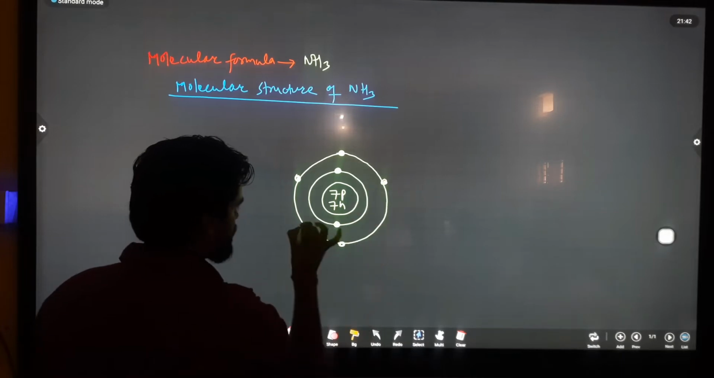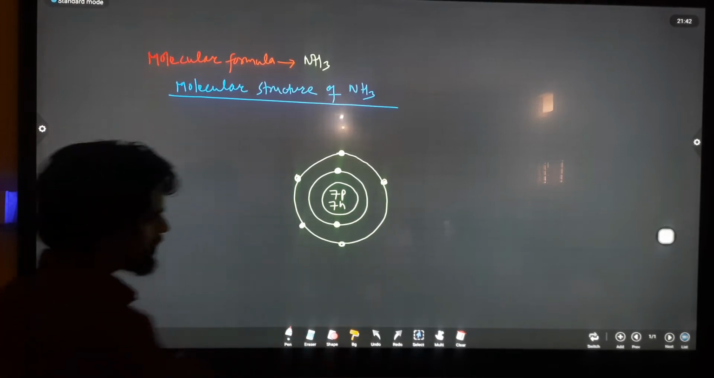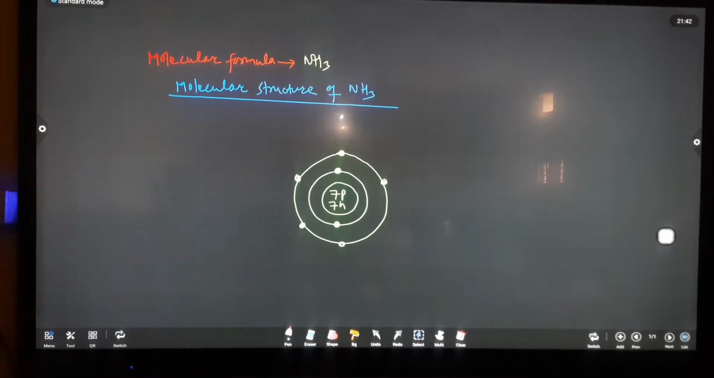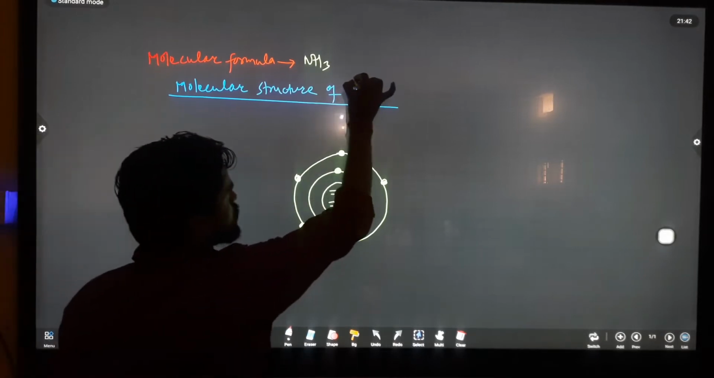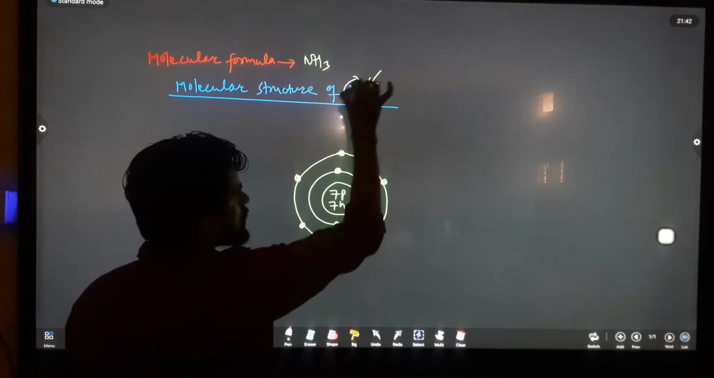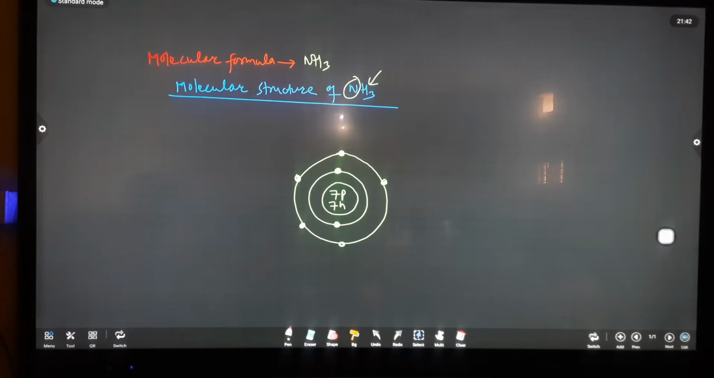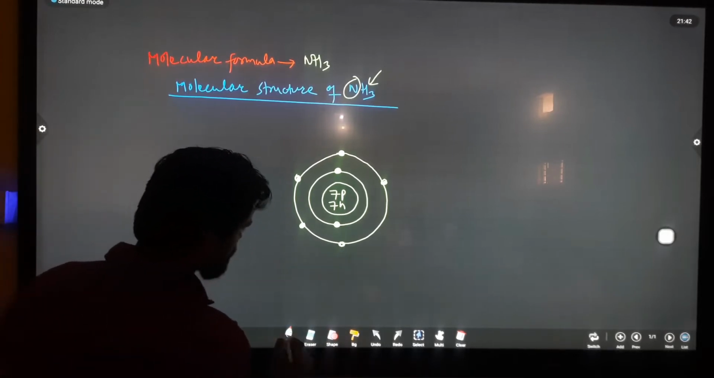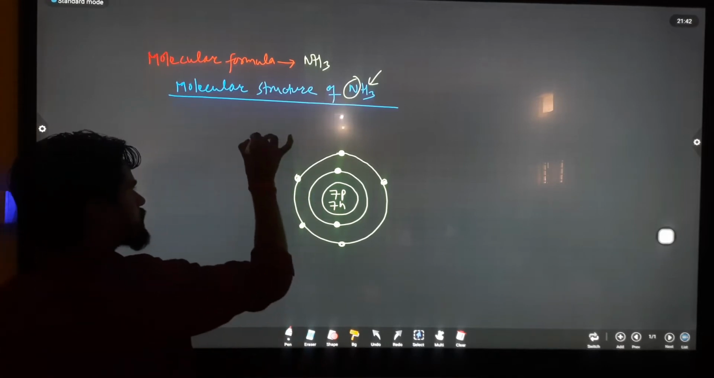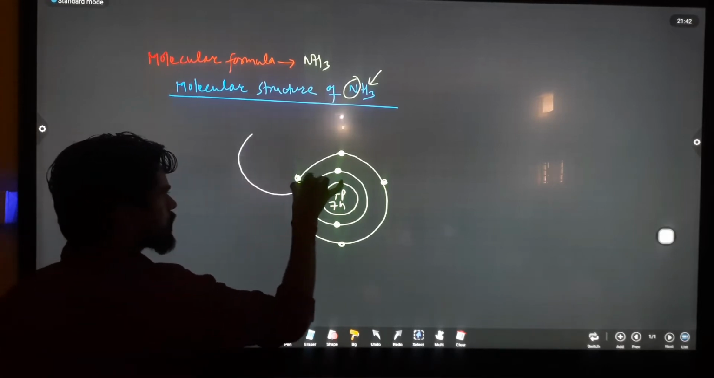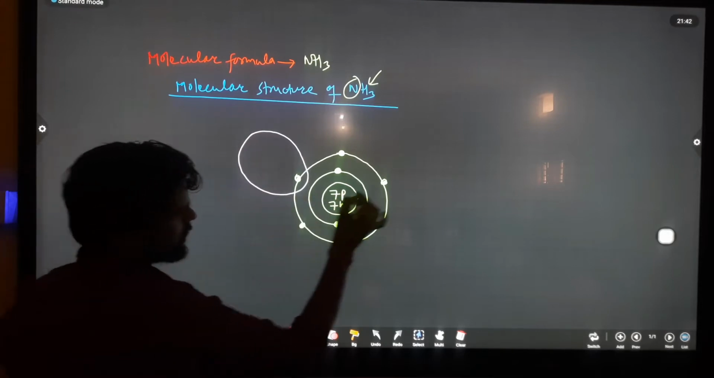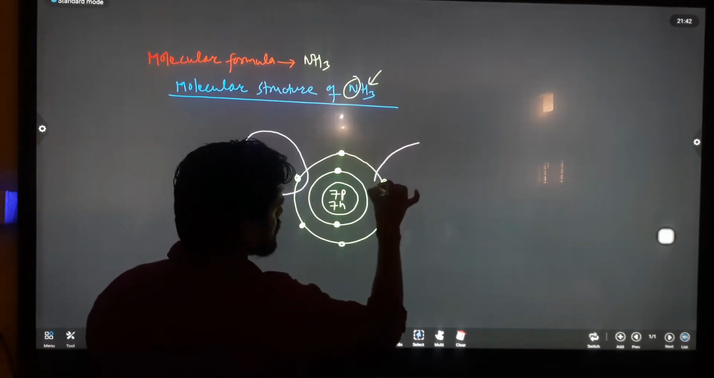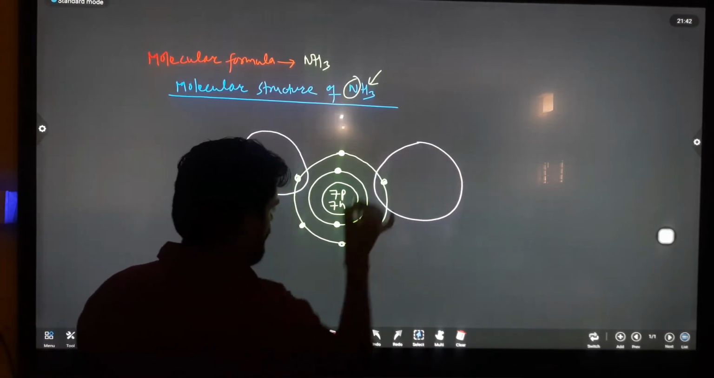So what is this? This is the atomic structure of nitrogen. So one nitrogen is drawn. How many hydrogen? 3 hydrogen. Let's see for hydrogen. So here one hydrogen, one hydrogen here, one hydrogen here.